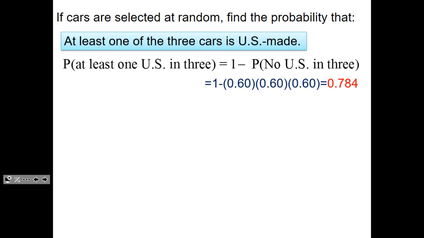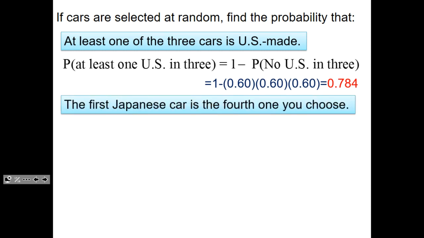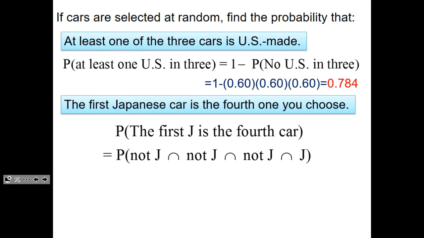So let's think about another way we can do probability. What if I know the first Japanese car you see is the 4th one you choose? Well, that means we had to have a not Japanese car, and then the second event had to be a not Japanese car, and the third event had to be a not Japanese car outcome, and then my last outcome had to be a Japanese car. Well, not Japanese car was 70% of the time, or 0.7. So I need 0.7 times 0.7 times 0.7 times 0.3, or 0.7 cubed times 0.3.